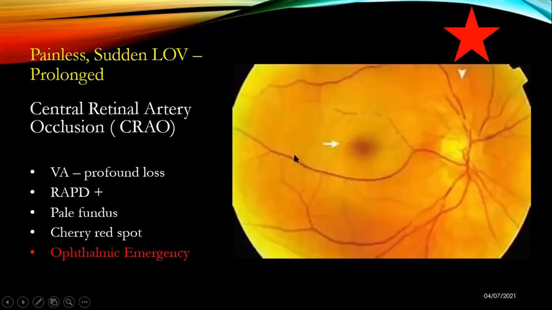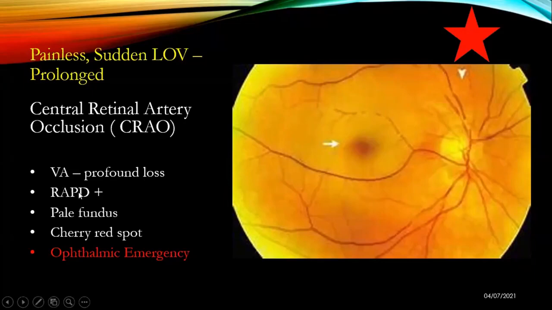And this is really important. Painless sudden loss of vision, central retinal artery occlusion. This is quite important for you all to be familiar with, because this is an ophthalmic emergency. If we intervene on time, basically within 4 to 5 hours, then there's a chance of visual recovery. Patients will complain of sudden, profound visual loss, which is an acute event. It is not a slow thing, it's just acute. All of a sudden they lose vision, and that is very profound loss of vision.